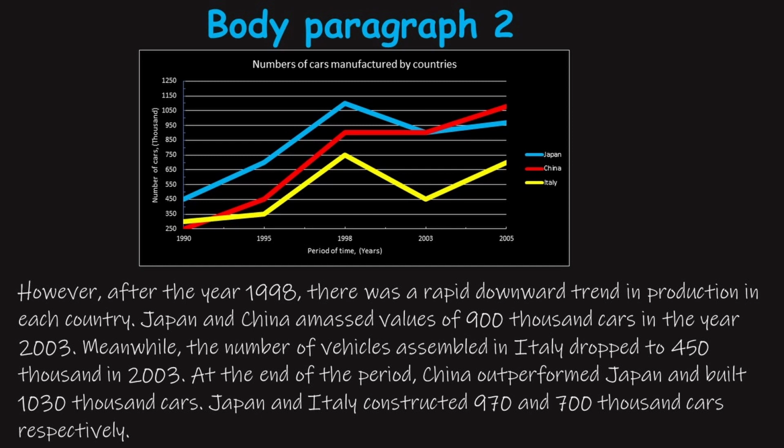At the end of the period, China outperformed Japan and built 1,000 and 30,000 cars. Japan and Italy constructed 970 and 700,000 cars respectively. By the yellow color, I highlighted years and amounts of vehicles produced. For example, in 2003 and 900. Adverbs and adjectives that were used in this paragraph.